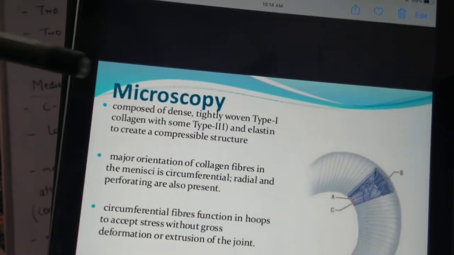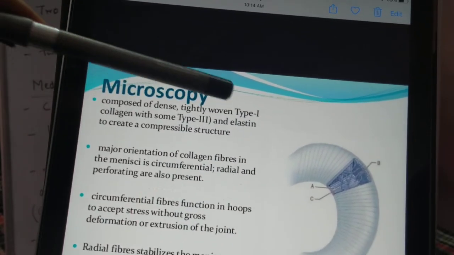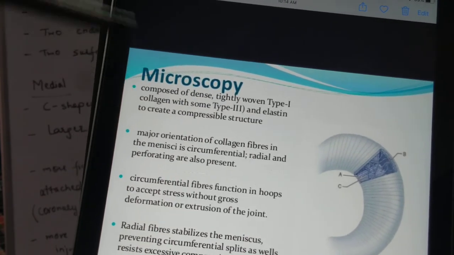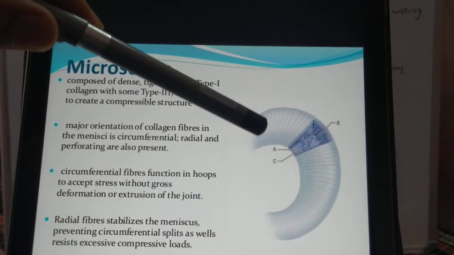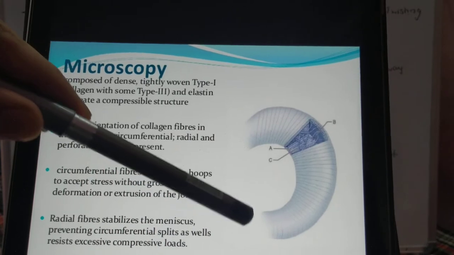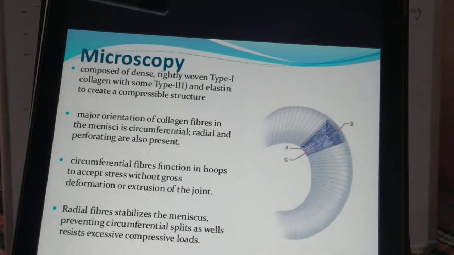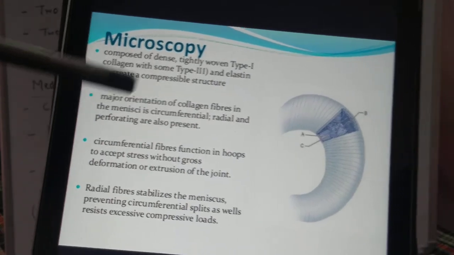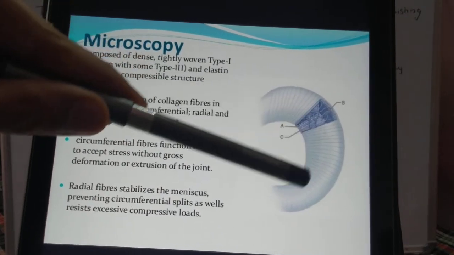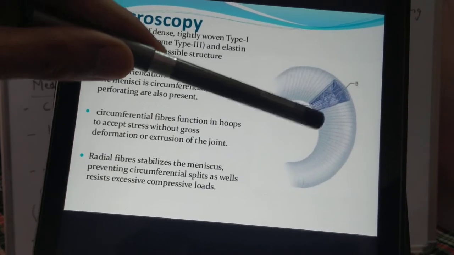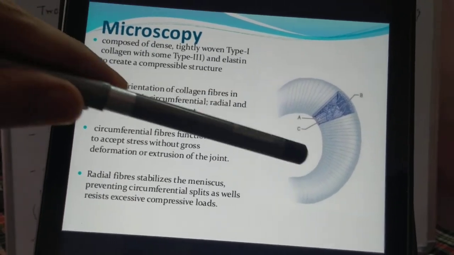Now talking about the microscopic structure of the meniscus, it is composed of type 1 collagen fibers along with some type 3 collagen and elastin. Now the orientation of the fibers is circumferential, plus there are additional radial and perforating fibers. Most of the fibers are arranged in a circumferential manner, but we have some radial and perforating fibers, which provide additional strength to the meniscal structure.